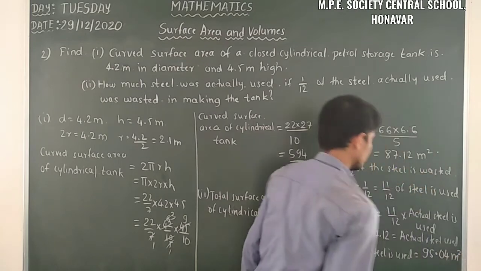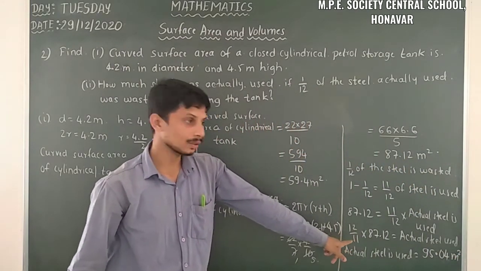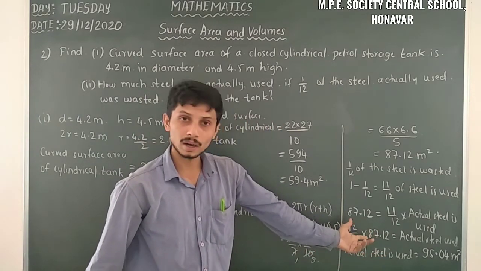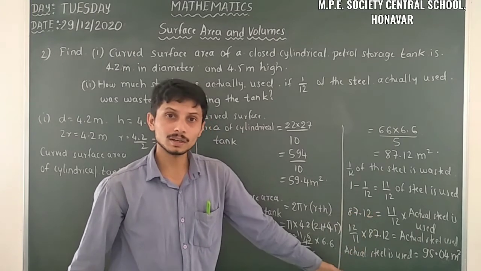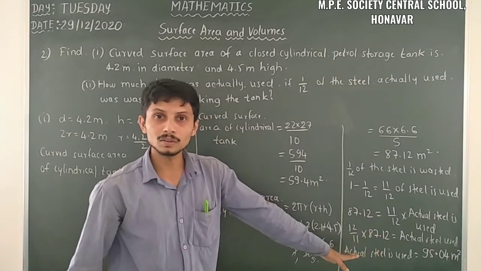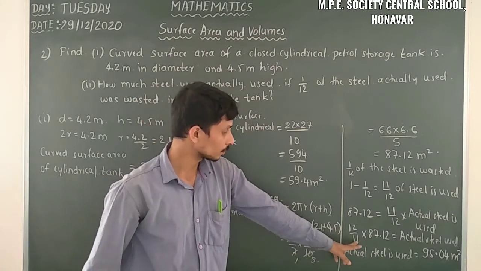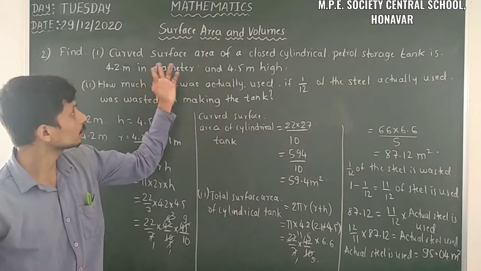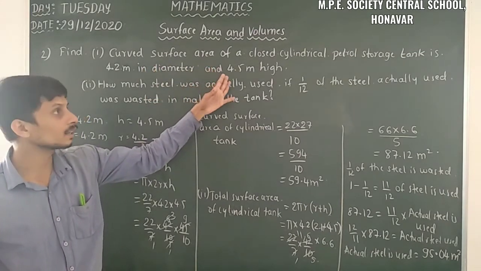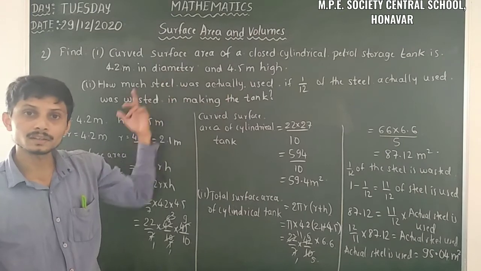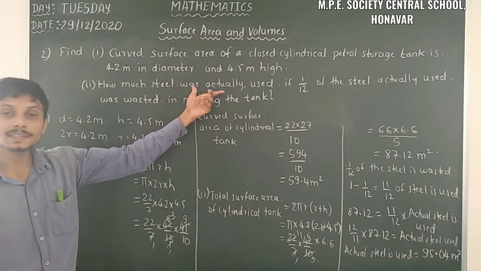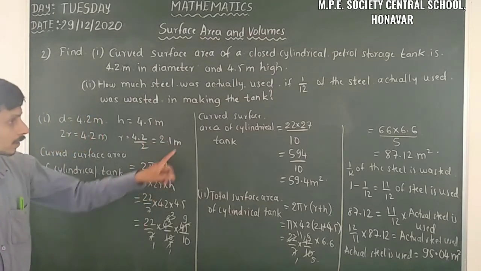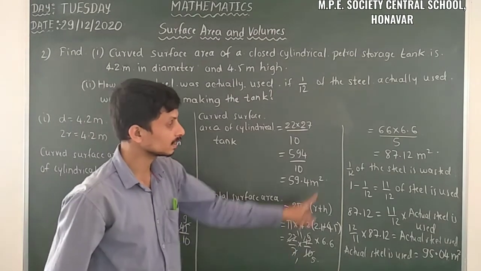meter. So when we do the calculation, you have to calculate 12/11. From the calculation we get the value like this here. So it is 95.04 meter square. Initially we have to find out the curved surface area of the closed cylindrical petrol storage tank. Then here it is given that it's actually used, that is actually the total surface area we want here. So that's why we have to find out the total surface area in this case.